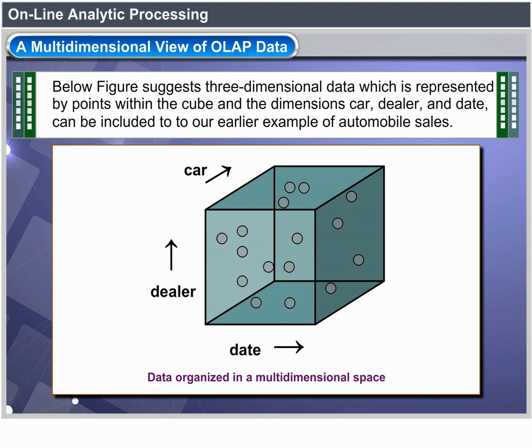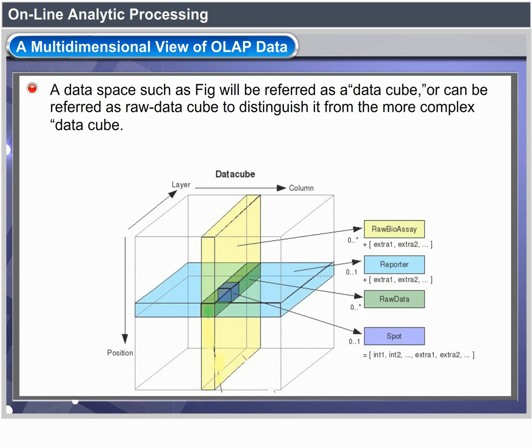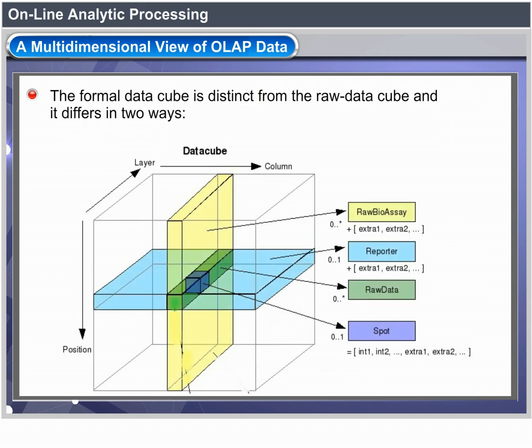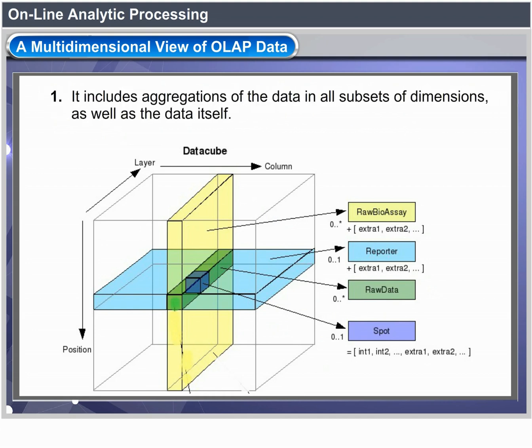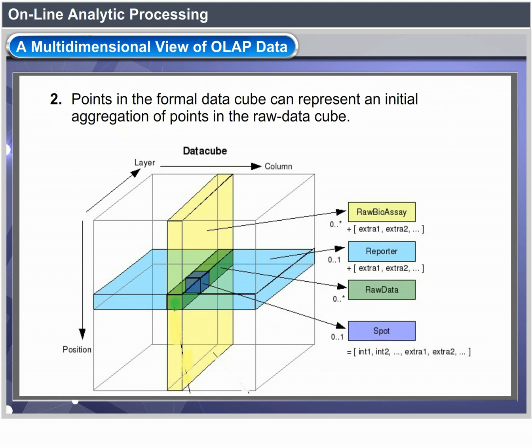A data space such as the figure will be referred to informally as a data cube, or more precisely as a raw data cube when we want to distinguish it from the more complex data cube. The latter, which we shall refer to as a formal data cube when a distinction from the raw data cube is needed, differs from the raw data cube in two ways. Number 1, it includes aggregations of the data in all subsets of dimensions as well as the data itself. Number 2, points in the formal data cube may represent an initial aggregation of points in the raw data cube.